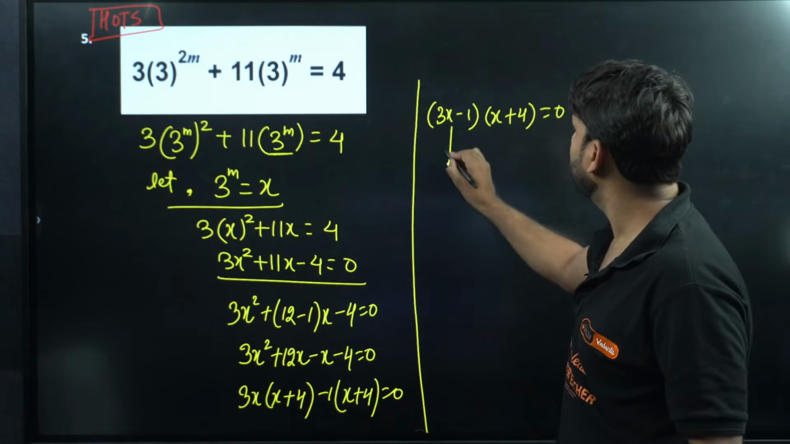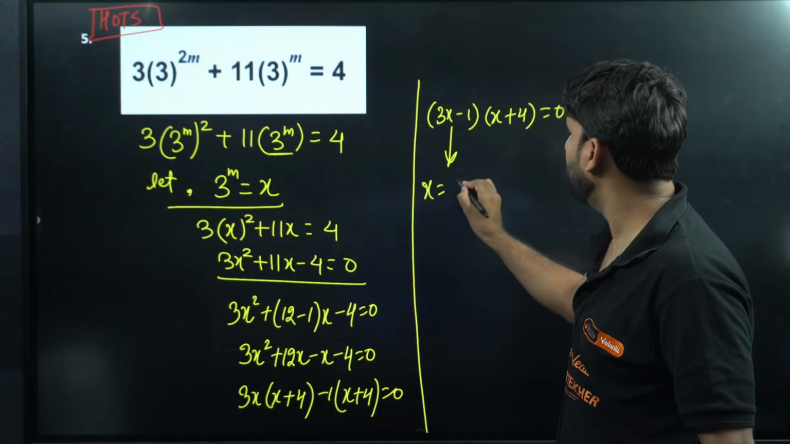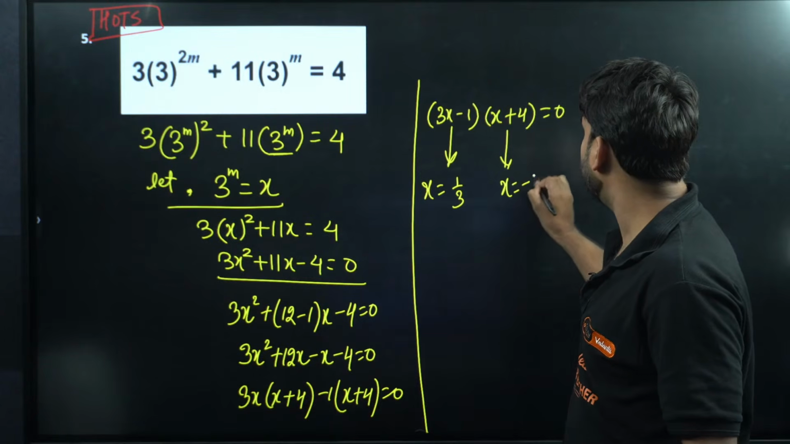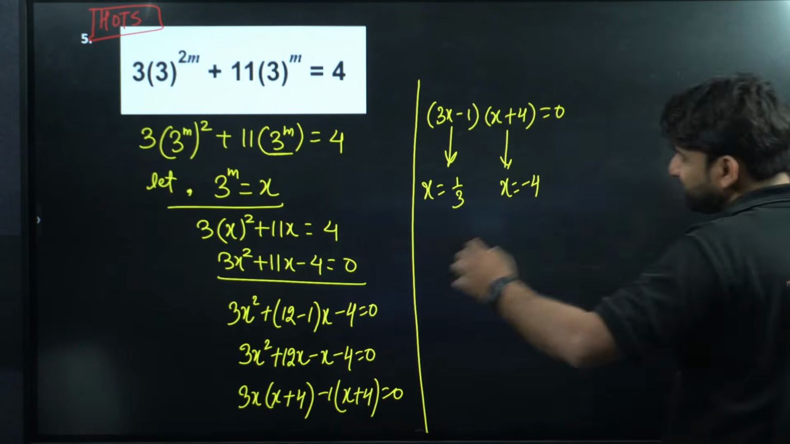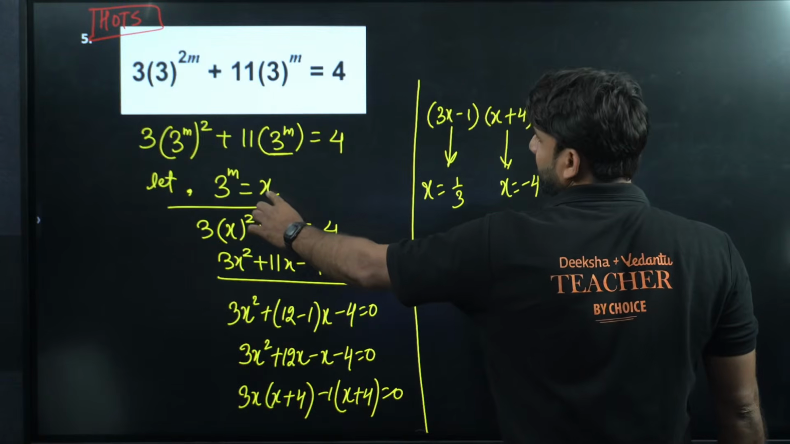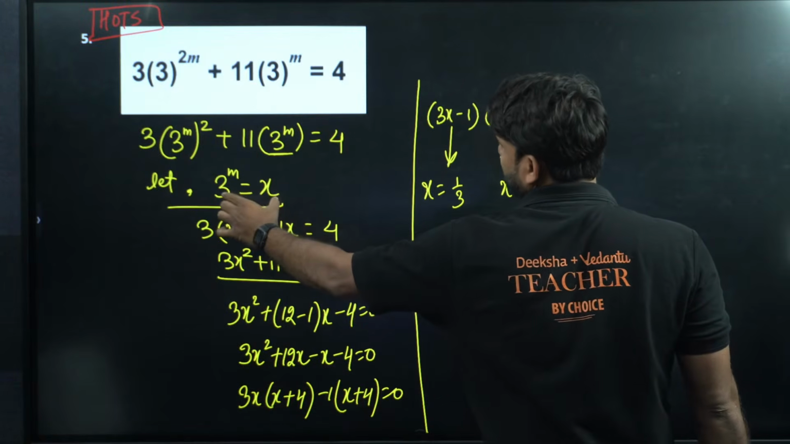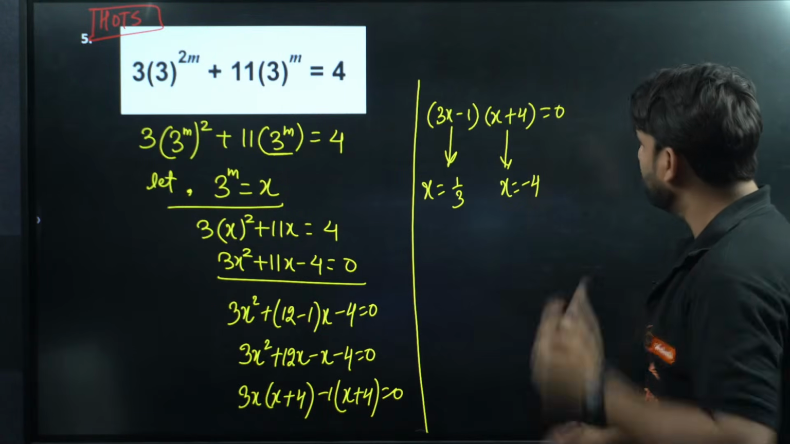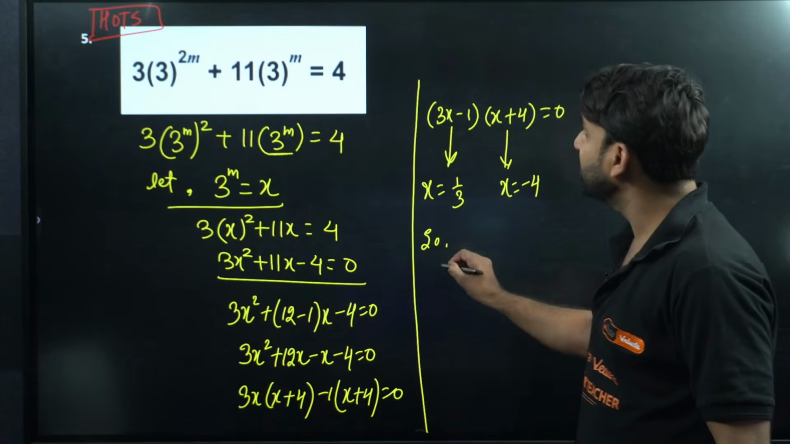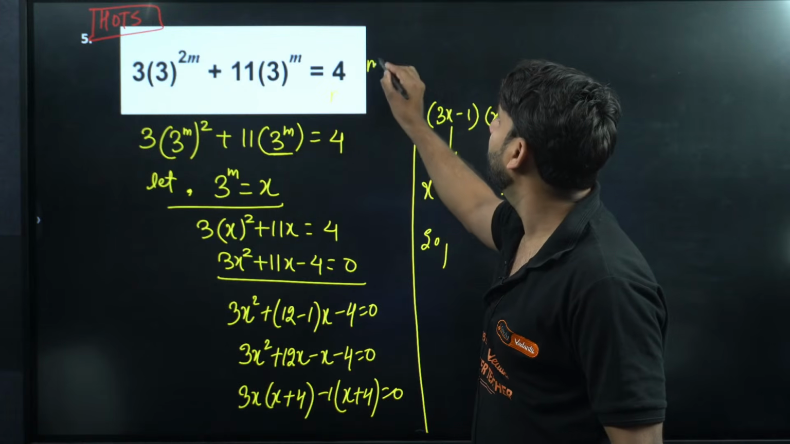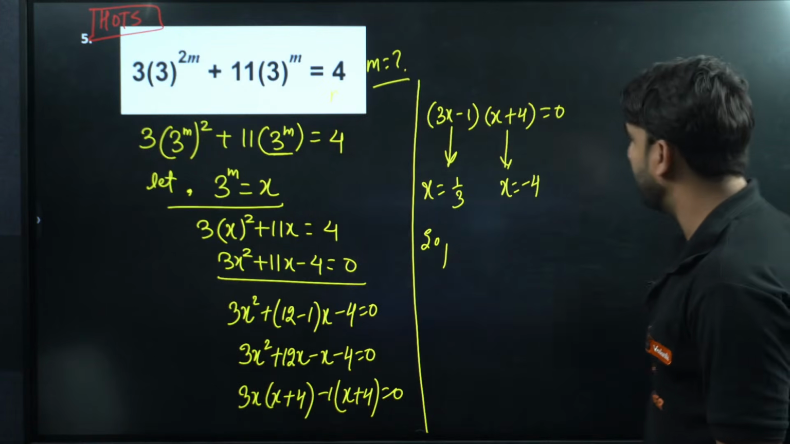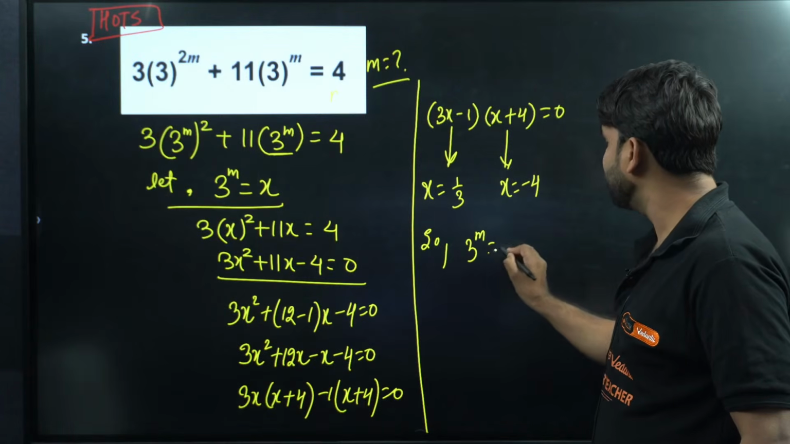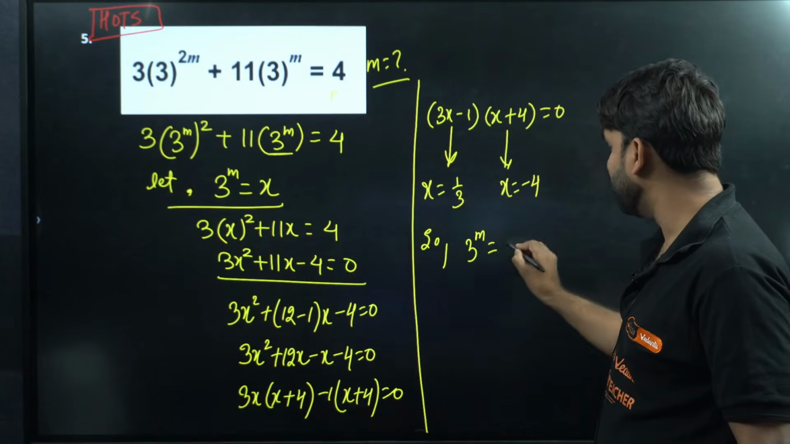So from this bracket x will be equal to 1 by 3, and from this bracket x will be equal to minus 4. Now minus 4 can't satisfy this equation, since 3 to power m cannot be negative, so we consider x equals 1 by 3. But in this question we have to find the value of m. The question is to find the value of m. So let's put 3 to power m is equal to x. So x we have is 1 by 3.